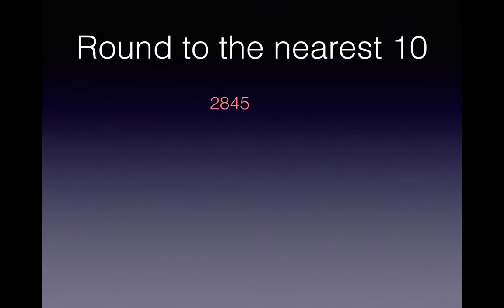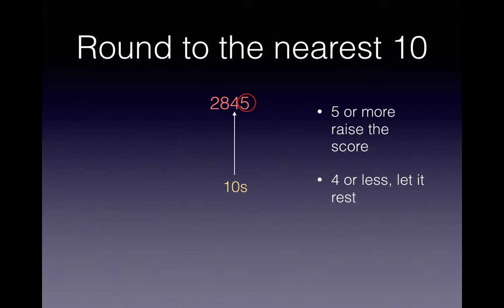So we want to round this number to the nearest 10. So let's identify the 10 first. And the 10 there is in that position. Now when you want to round to the nearest 10, you look at the number to the right hand side of it, which is the 5. And there's a rule. If it's 5 or more, you raise the score. That means the 10 value will raise up. Or if the circled number is 4 or less, you let the 10 value rest. In this case, the number that's circled is 5 or more, so that means we add 1 to the number we're looking at, which is the 10 value, the 40. So our answer will be 2850.